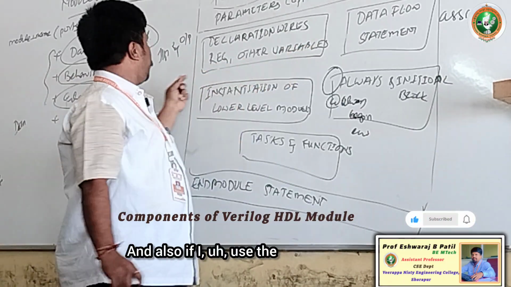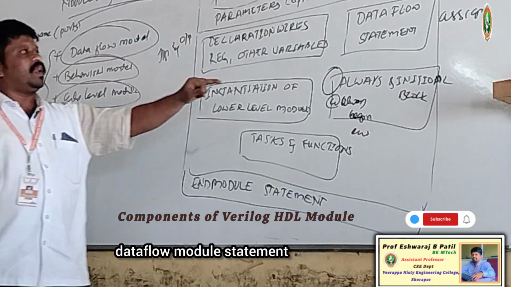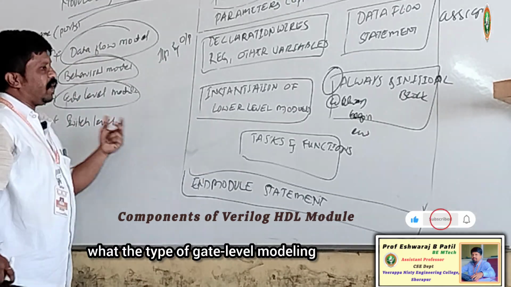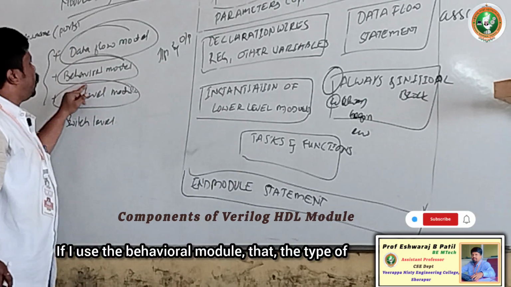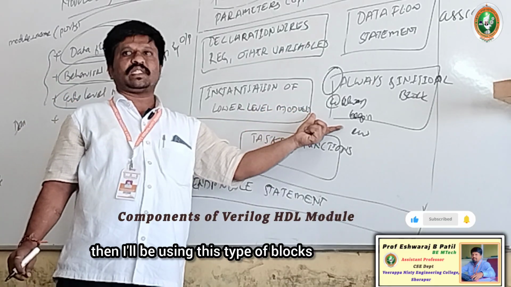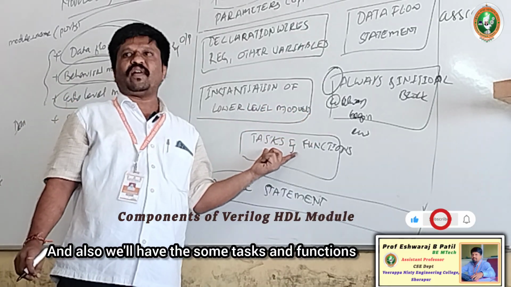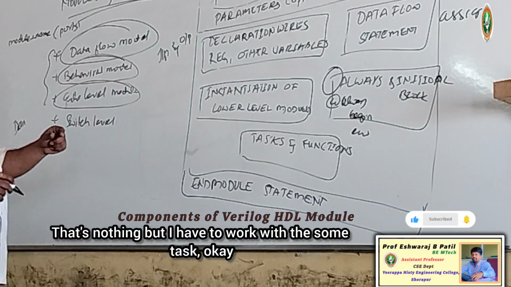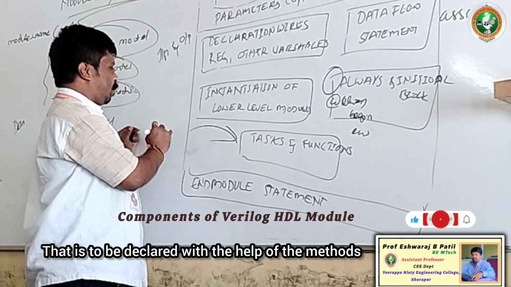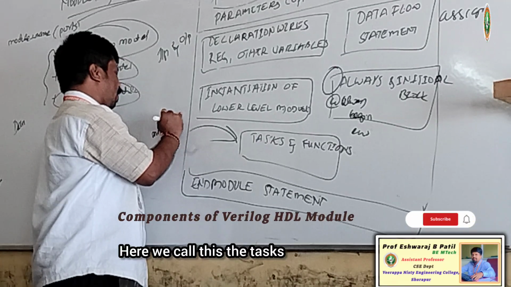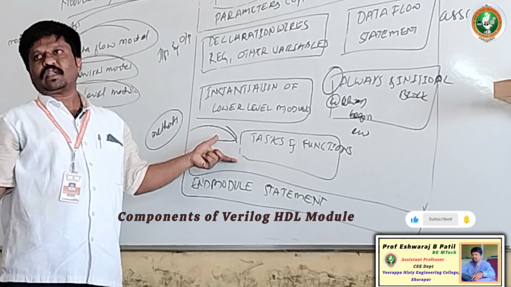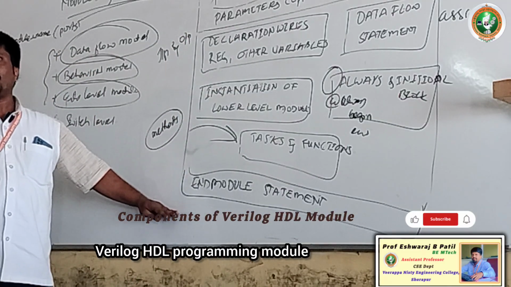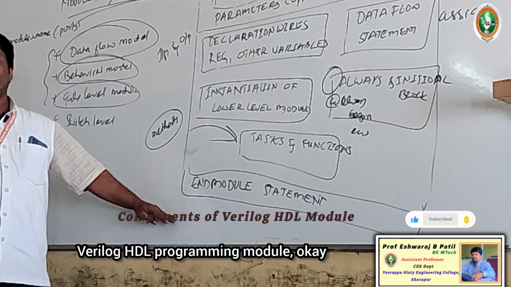If I use the behavior model, then I will be using this type of blocks. And also we have some tasks and functions, which I have to work with for some task. That is to be declared with the help of methods. Here we call them task and functions. This is all about the components of the Verilog HDL programming model.